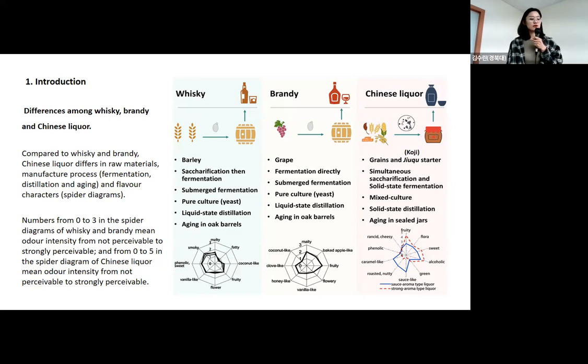Numbers from 0 to 3 in the spider diagrams of whiskey and brandy mean odor intensity from not perceptible to strongly perceptible. And from 0 to 5 in the spider diagram of Chinese liqueur mean odor intensity from not perceptible to strongly perceptible. And also the odor intensity of different types of liqueur is also different.